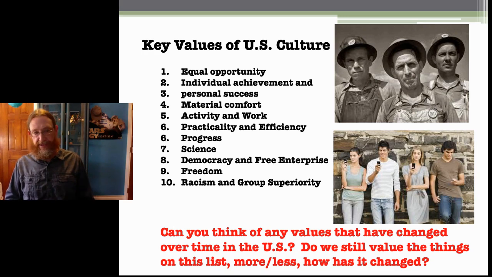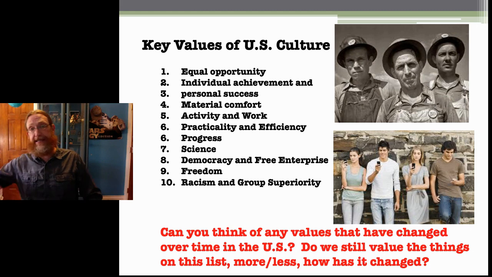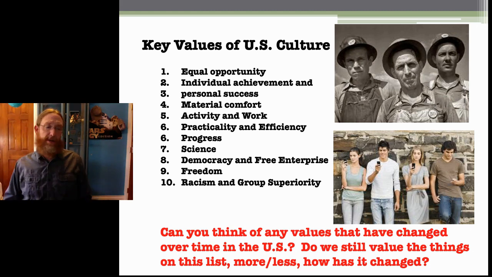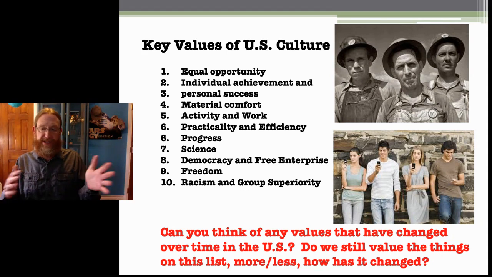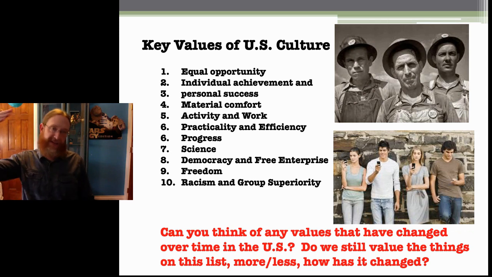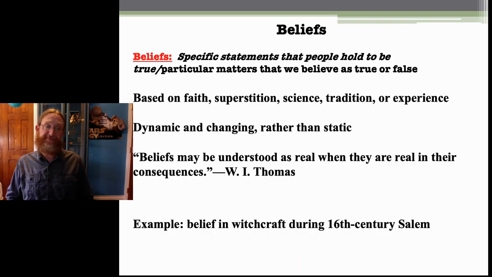Racism and group superiority makes it to this list because that's an actual value of this country, and it still is, decades and decades, hundreds of years later. So some of these are not so desirable, some of them very desirable, and even the ones that don't add much to our culture, racism, group superiority, we still find that being an overriding value in our culture. So how do these things come to change? That's really the interesting part as a sociologist for me.